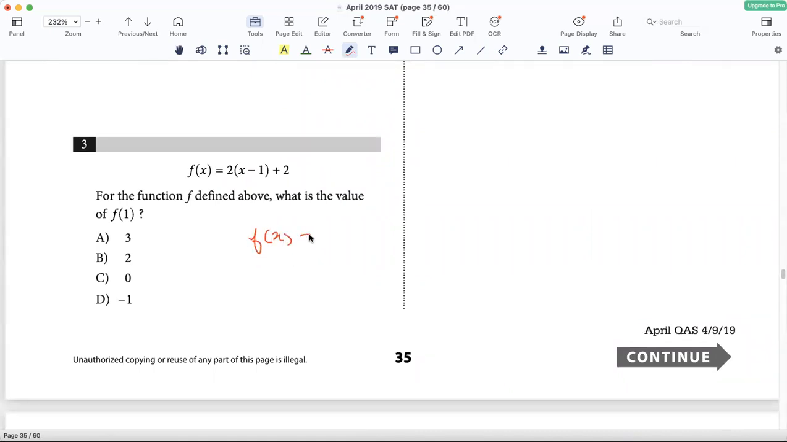f of x is 2 times (x minus 1) plus 2. What is f of 1? So f of 1 is 2 times (1 minus 1) plus 2, which is 2 times 0 plus 2, which is 2. So that's B. Okay, so let's keep grading.